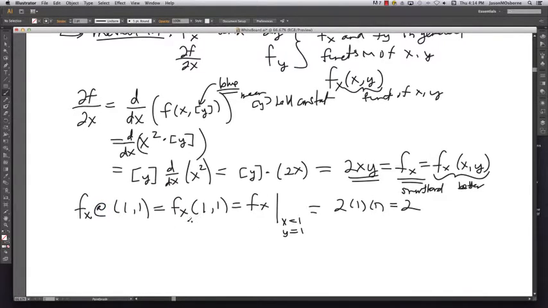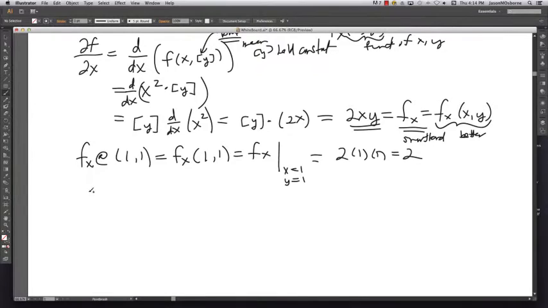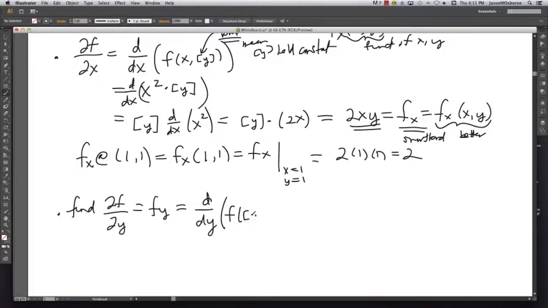Okay. You could turn around and do the same thing for f sub y. I could say find the partial of f with respect to y, which by method 1 would be the derivative with respect to y of f, the function f where you hold x constant, and then you let y be the variable for the problem.